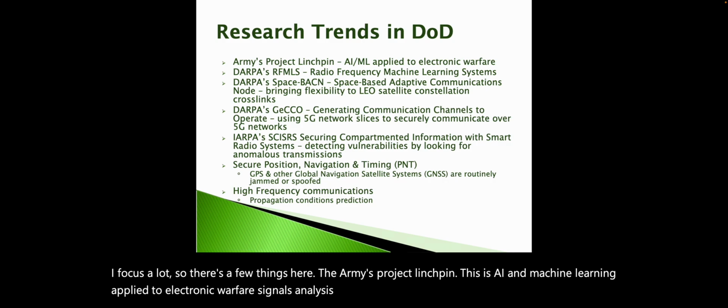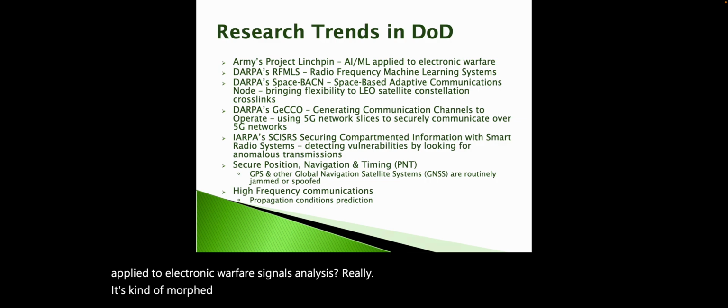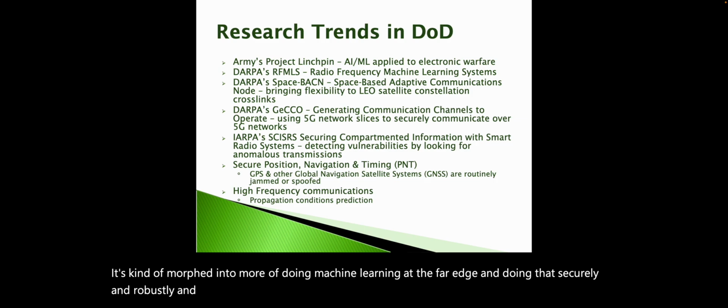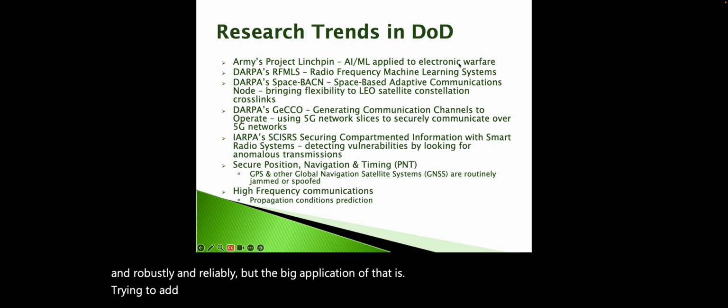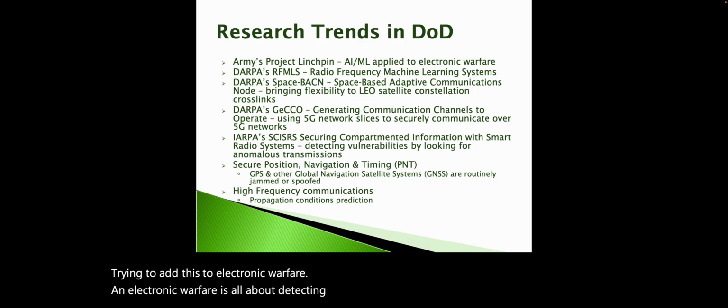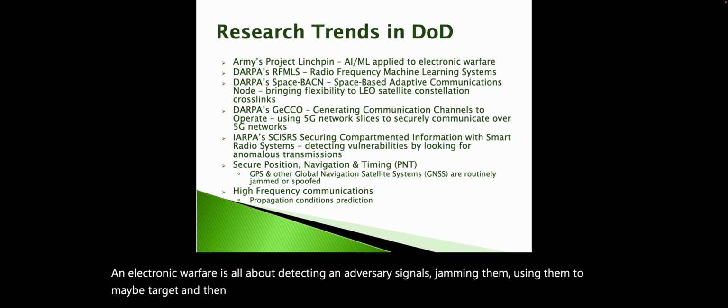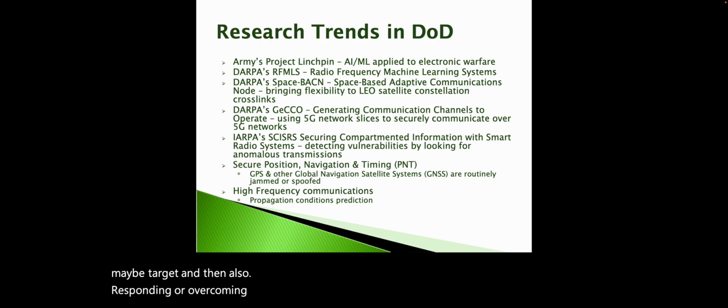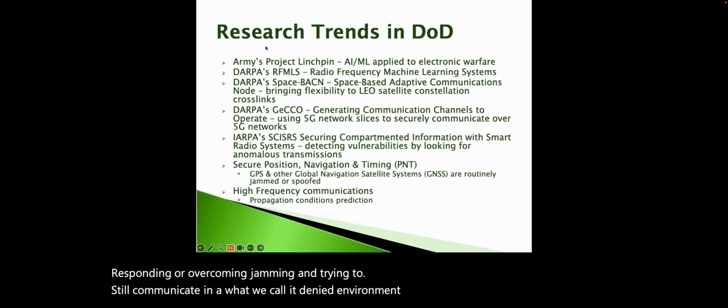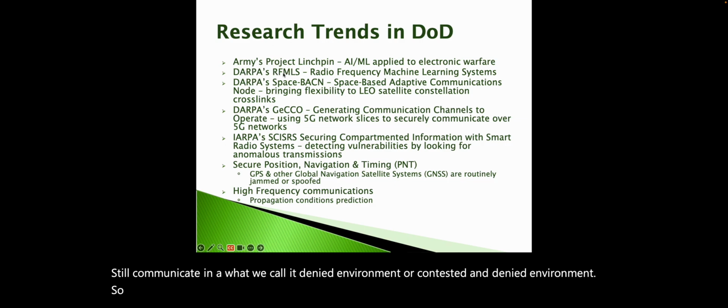Really, it's kind of morphed into more of doing machine learning at the far edge and doing that securely and robustly and reliably. But the big application of that is in trying to add this to electronic warfare. And electronic warfare is all about detecting an adversary's signals, jamming them, using them to maybe target, and then also responding or overcoming jamming and trying to still communicate in what we call a denied environment or contested and denied environment. So DARPA has this RF MLS, so radio frequency machine learning systems.